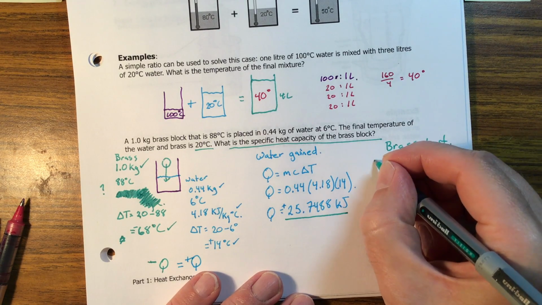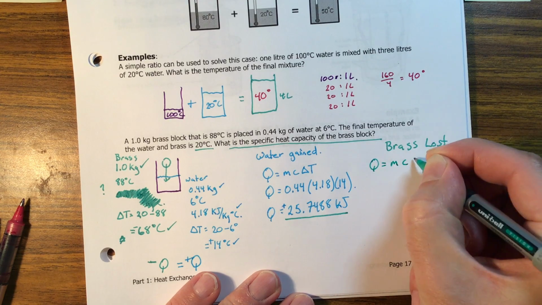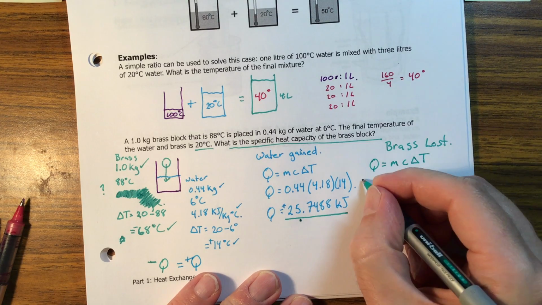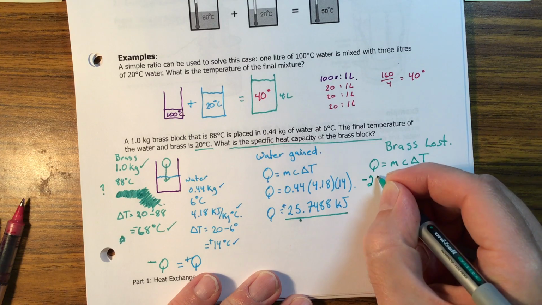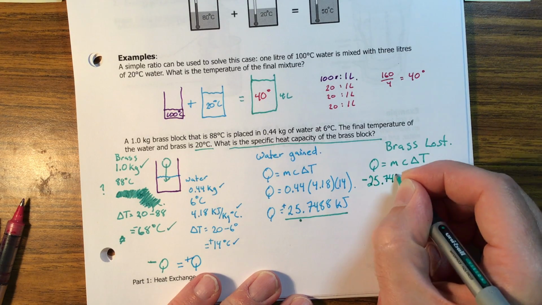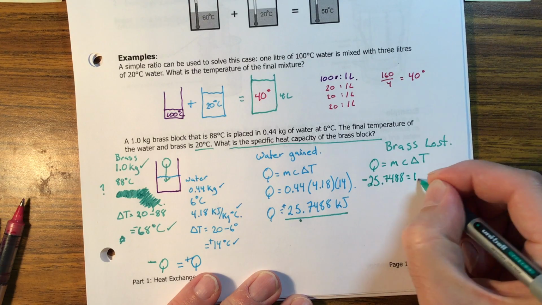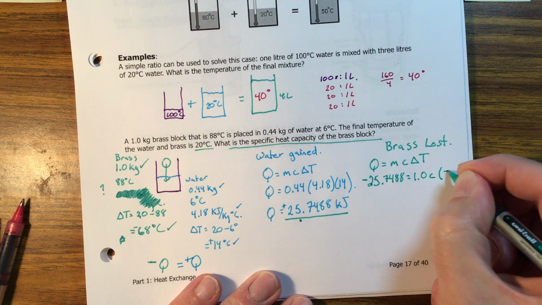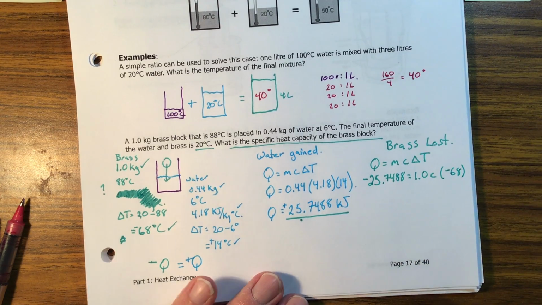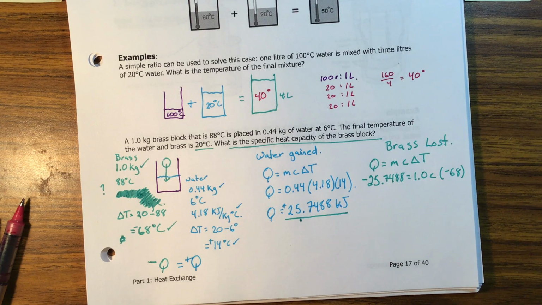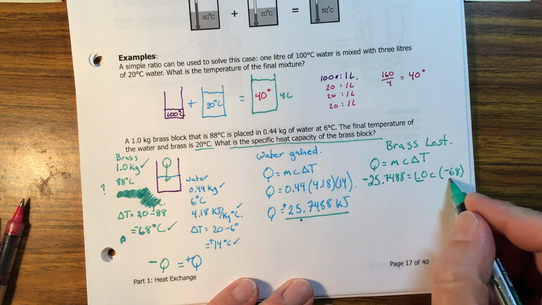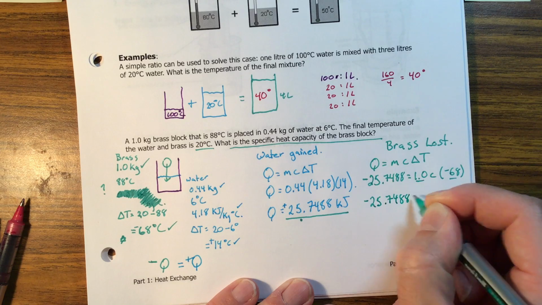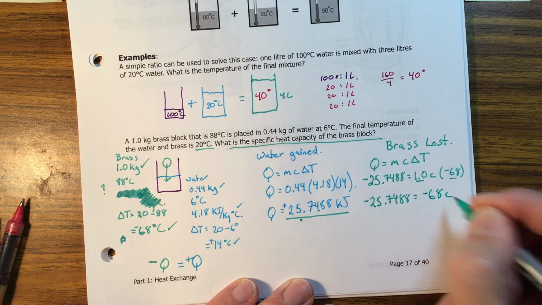So we can write up our formula. Q equals mc delta T for the brass. Now we know that the brass lost this amount of energy, so it's negative 25.7488 is equal to 1.0 times C times our delta T, which is negative 68. Now this is just a simple equation that we can do. We multiply our 1 and our negative 68 together to get negative 25.7488 is equal to negative 68C.